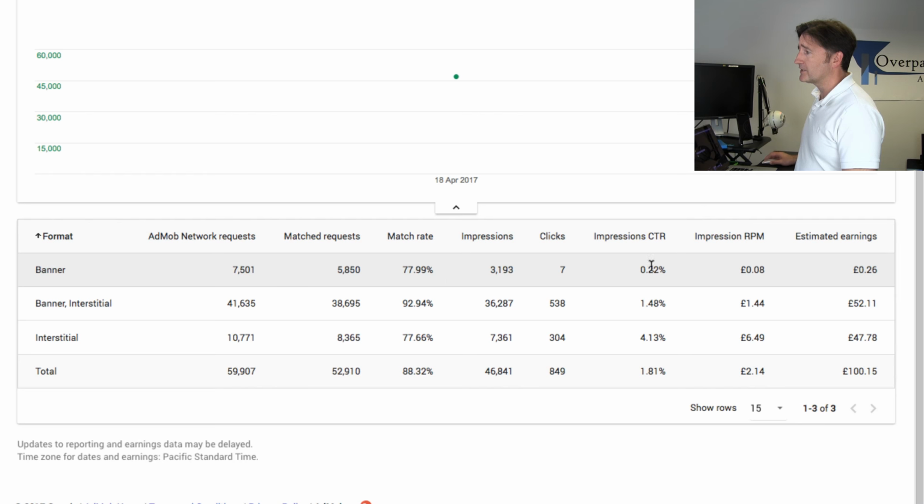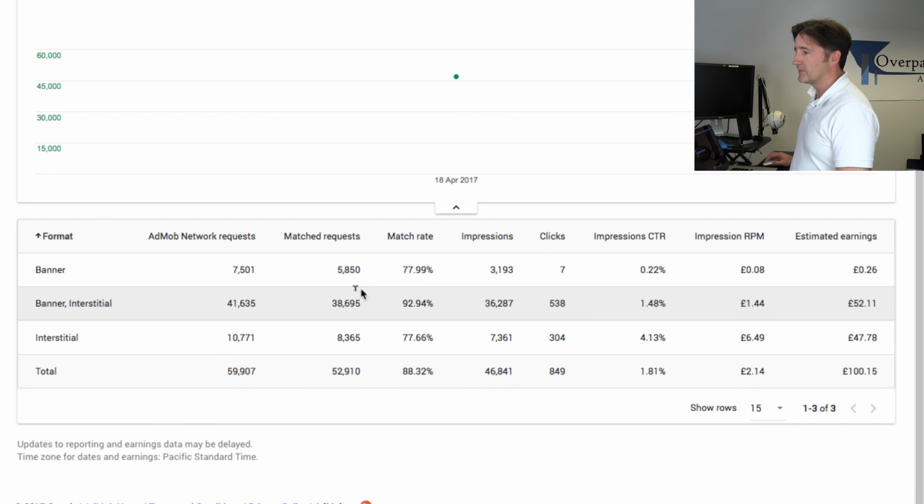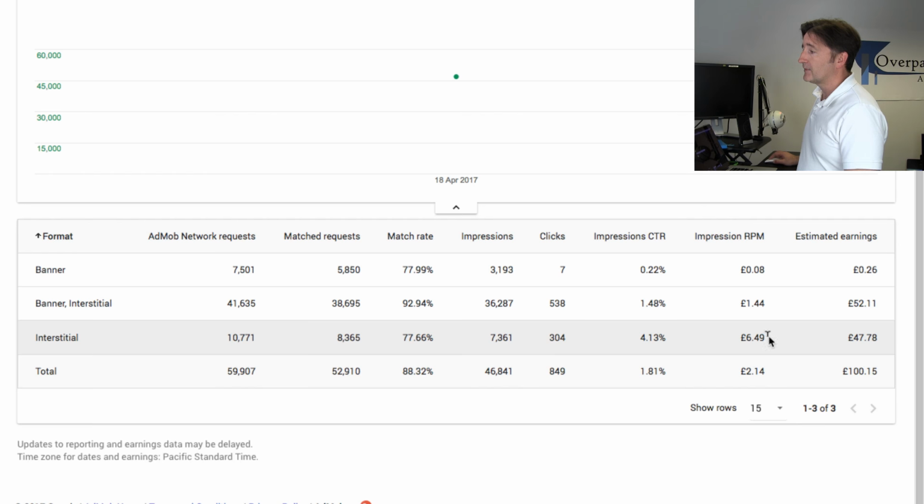But here you can see banners. I've got an RPM of 8 pence, 7,500 requests, 5,000 clicked. People just generally don't click on banners anyway. For interstitials, I've got an RPM of £6.49, so much higher. In fact, more than half of yesterday's revenue comes from interstitials.